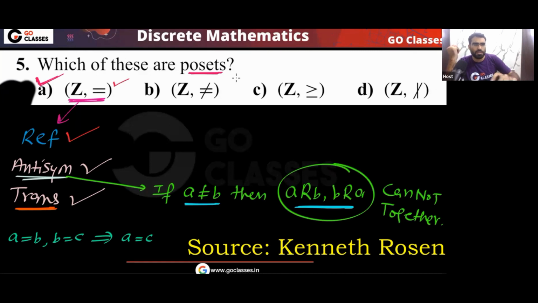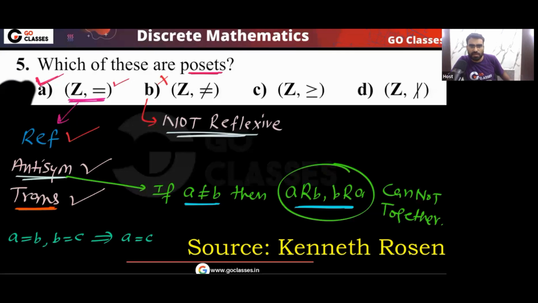What can you say about option B? Z, not equal to. This is not a partial order relation because this is not even reflexive. You can easily see that, for example, 2 is not related to 2, because your relation is not equal to. So remember, 2 is not related to 2. So this is not reflexive.